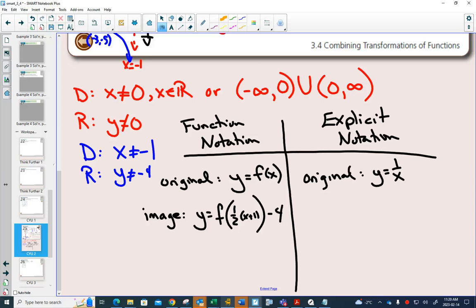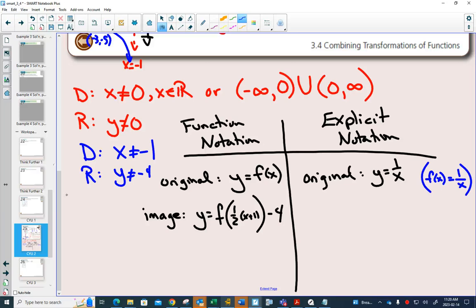So what we notice, if we compare explicit to function, is that in function notation they have f of x. In the original they have 1 over x. In other words, the f of x is equal to the 1 over x. Does that make sense? As far as looking at the two equations, that's what's been substituted in. And this, what I've written in blue, is what is going to allow you to switch from one notation to the other.